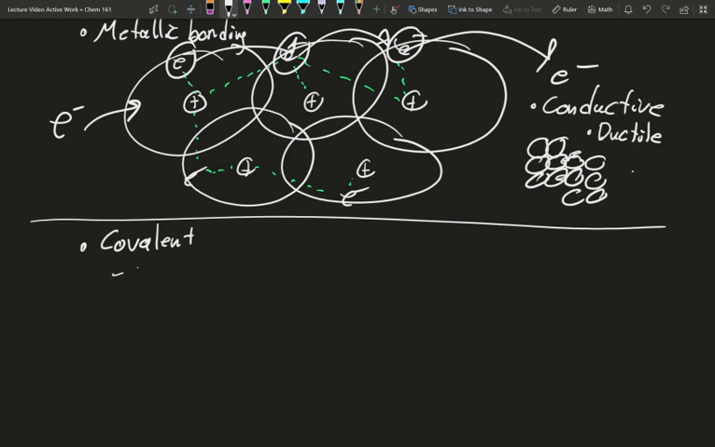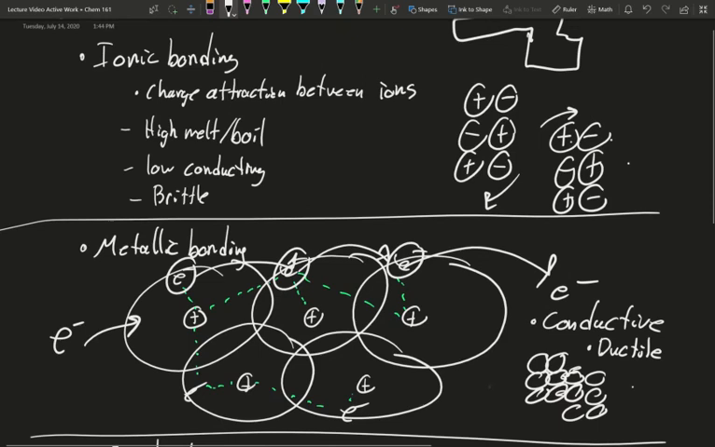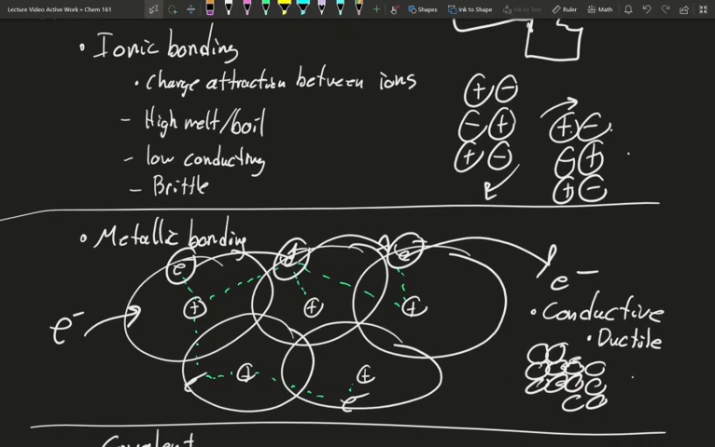Covalent is bonding between specific atoms. And it is sharing of electrons. And so it's a little bit different. In ionic bonding, no electrons were shared.